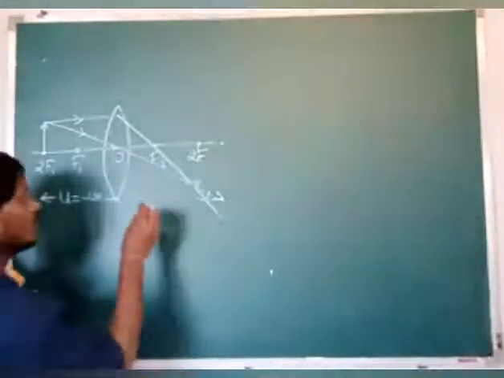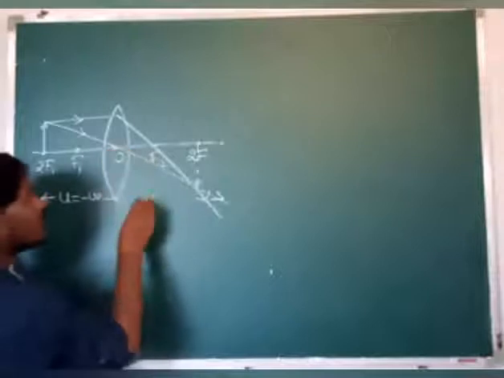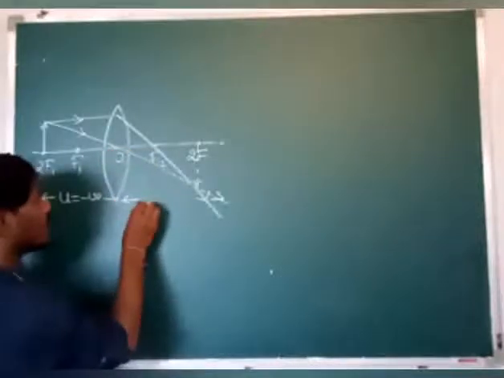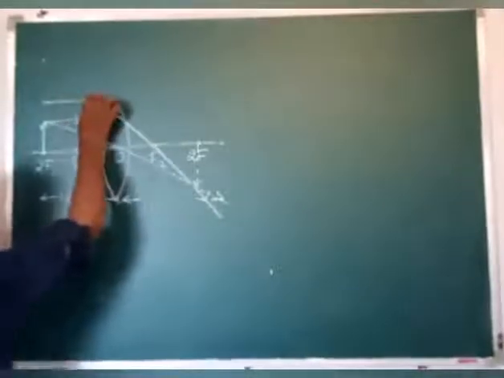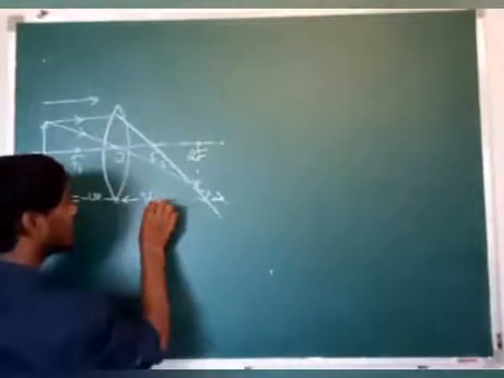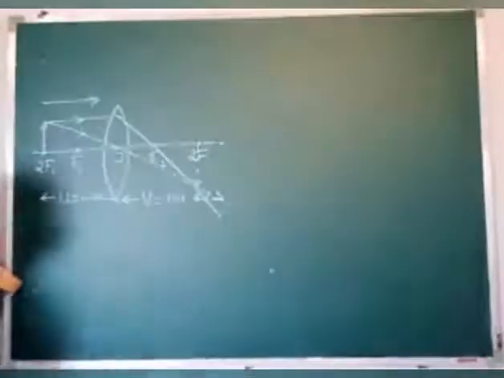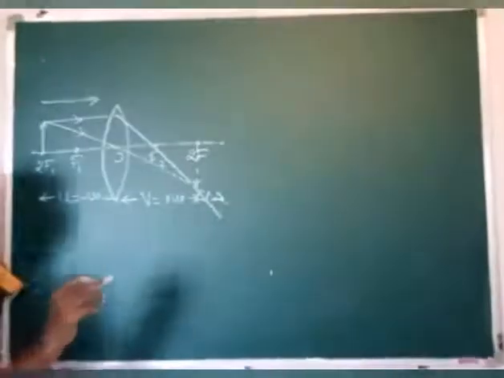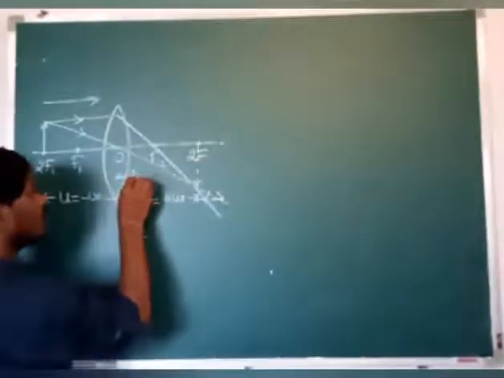Then what about image distance? Here the distance of the image from the optical center is called image distance, and it is measured in the direction of incident light. The direction of incident light is forward. Then the image distance is taken as positive here. Then what about focal length? Always the focal length of the convex lens is positive. Then here the focal length is taken as positive.